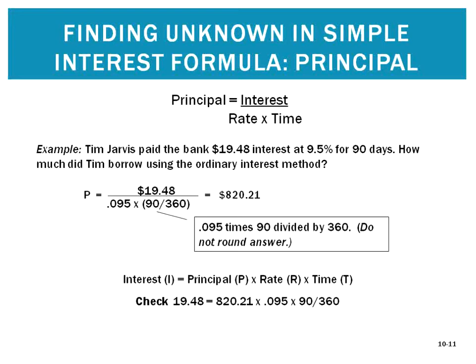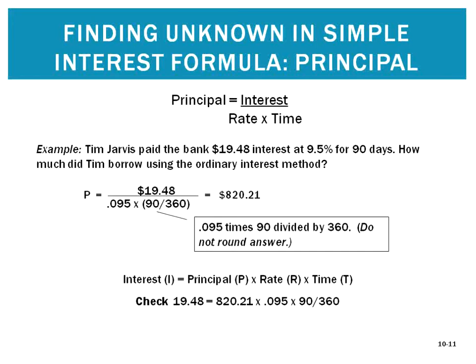$820.21, which means that Tim Jarvis borrowed $820.21, and he paid them $19.48 interest, which is equal to 9.5% for 90 days. So now you just put it in your formula and you check it the other way around by doing principal times rate times time. So 820.21 times 0.095 times 90 over 360, and you should get 19.48.